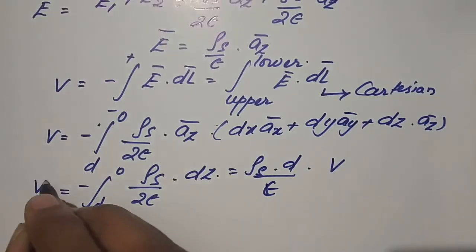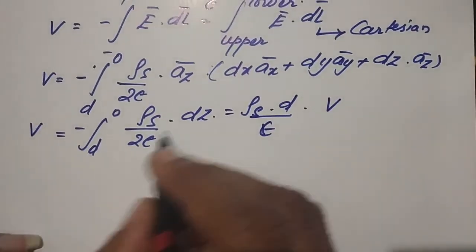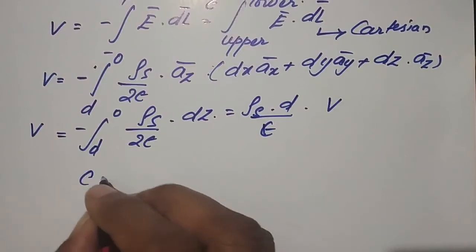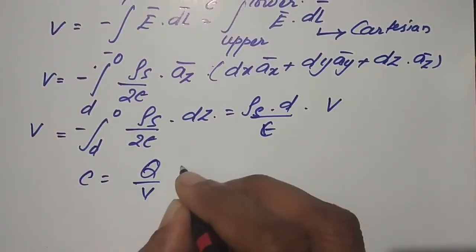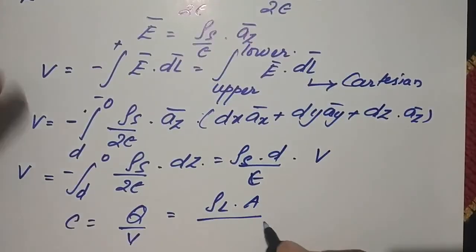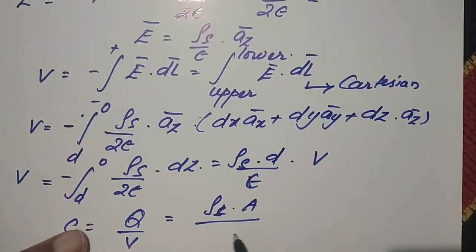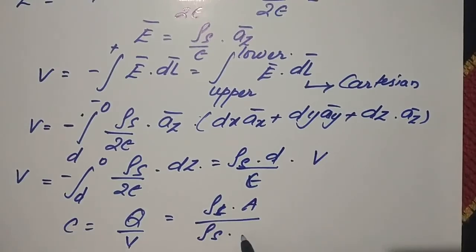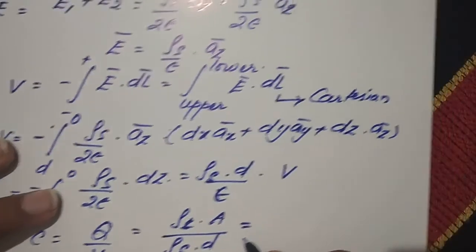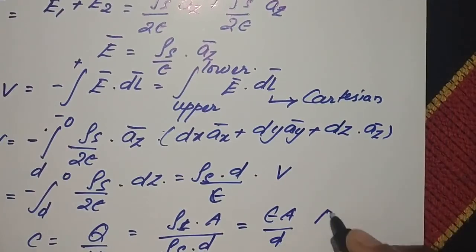Finally, I have my V, I have my Q. Now I need to find the capacitance. Capacitance C is equal to Q divided by V. Q I have as rho s into A, so I'll have rho s into A divided by V, and V I have arrived at as rho s into d divided by epsilon. So this will give me epsilon A divided by d in farad.